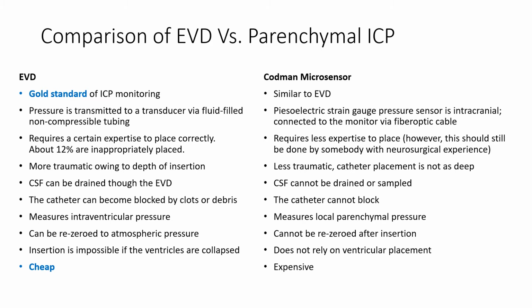In terms of skill requirement, the skill required to put a parenchymal sensor is less than that required for subclavian venous cannulation. It is less traumatic as the catheter does not go too deep. However, CSF cannot be drained, the catheter does not get blocked, and it monitors more of the local pressure. So you have to be sure that you put it on the pathological side rather than the normal side. However, it cannot be recalibrated once inserted. And it is very expensive, 10 to 20 times the cost of EVD.